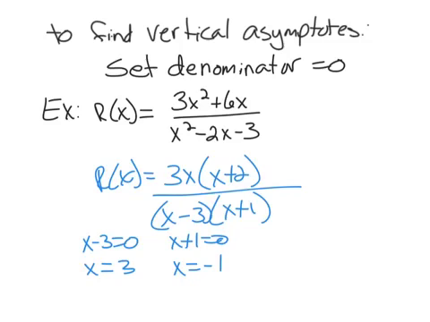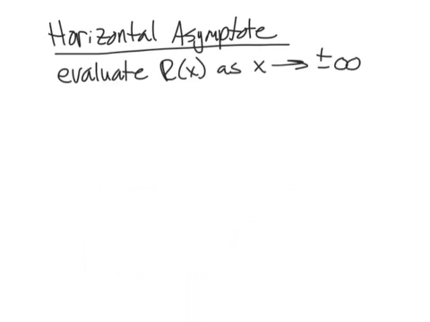But now let's talk about the horizontal asymptotes. The horizontal asymptote is the behavior of the function as x approaches positive or negative infinity. It's like the end behavior. For polynomial functions, we don't have a horizontal asymptote, but for rational functions, we do. The values approach a specific value as x approaches positive or negative infinity. So we can look at this in two ways.